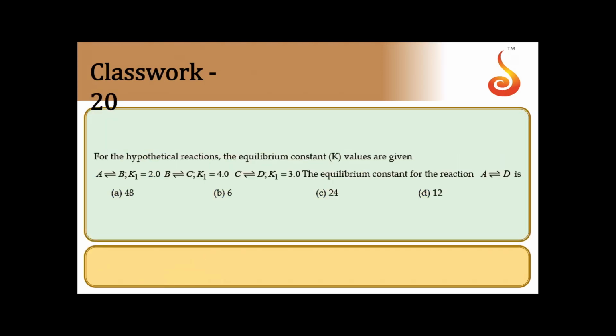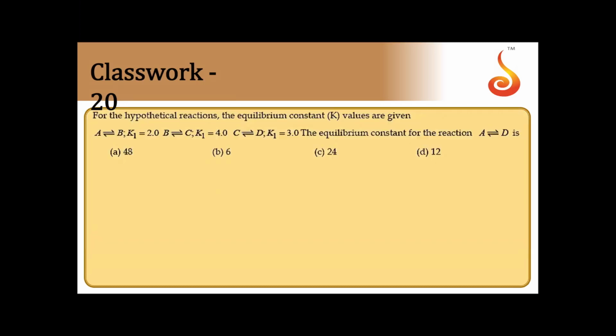Then 20th one, for hypothetical reactions, equilibrium constant K values A to B, K1 is 2, B to C, K1 is 4, and C to D, K1 is 3. The equilibrium constant for the reaction A to D is how much? Let us write the equilibrium constant reactions now.